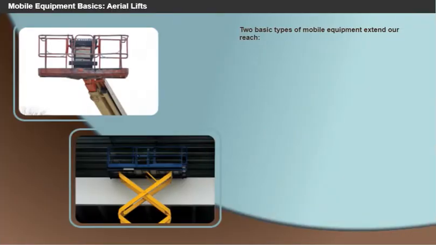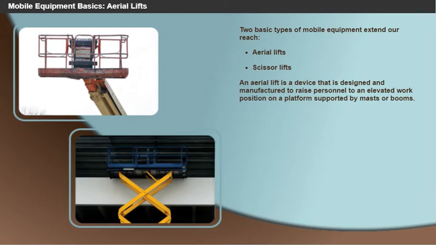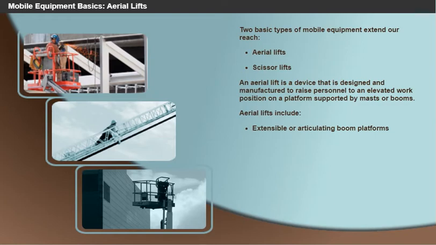Let's begin with the two basic types of mobile equipment used when work is out of reach. These are aerial lifts and scissor lifts. An aerial lift is a device that is designed and manufactured to raise personnel to an elevated work position on a platform supported by masts or booms. Aerial lifts include extensible or articulating boom platforms, aerial ladders, vertical towers, and a combination of any such devices.